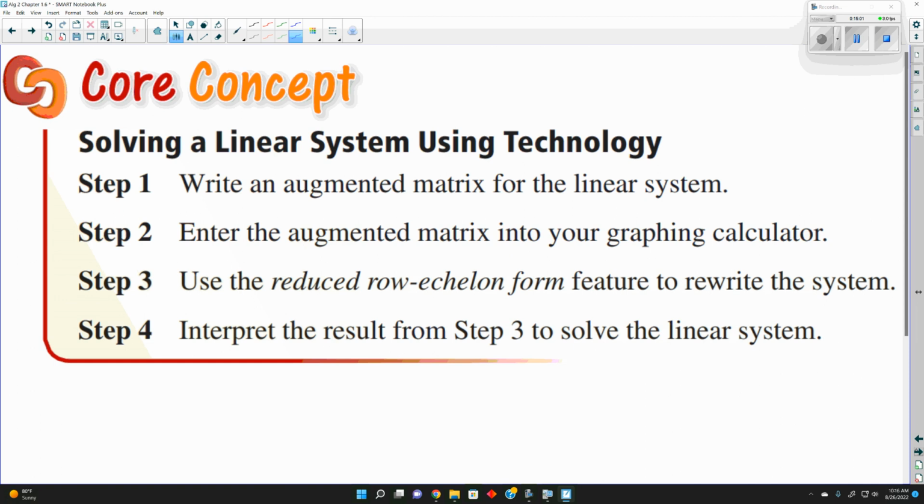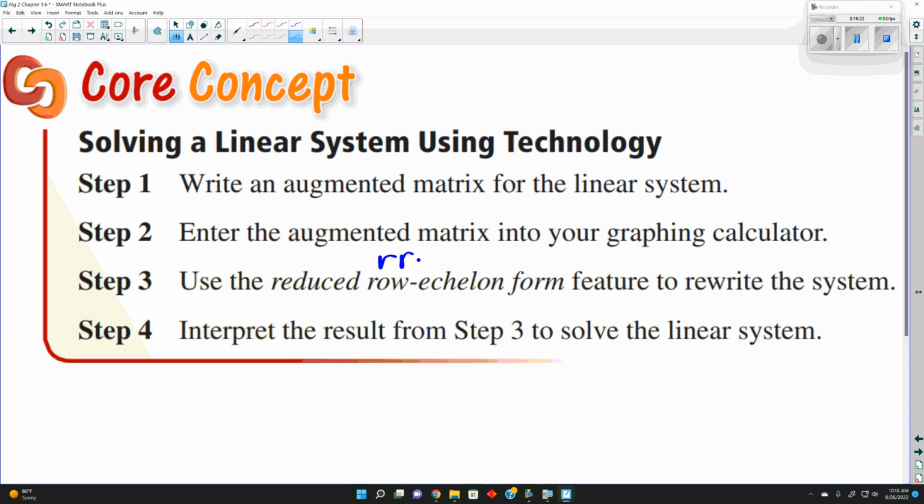Now, solving a linear system using technology. The first step, we want to write the system as an augmented matrix. Step number 2, enter the augmented matrix into your graphing calculator. Step 3, use the reduced row echelon form.